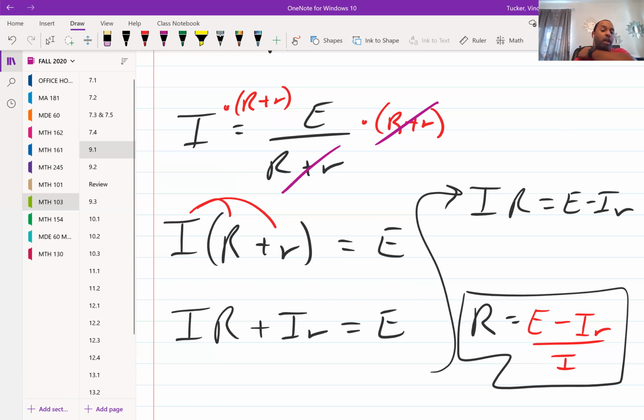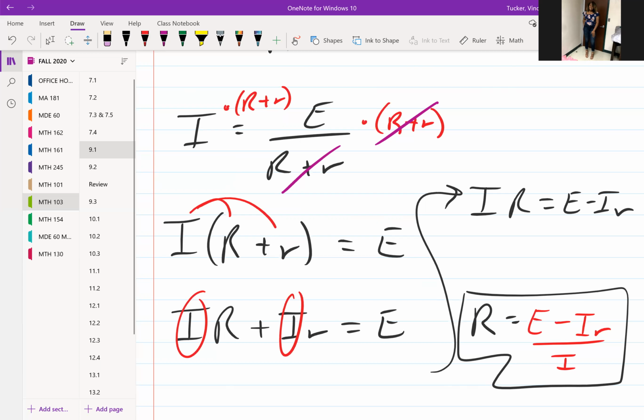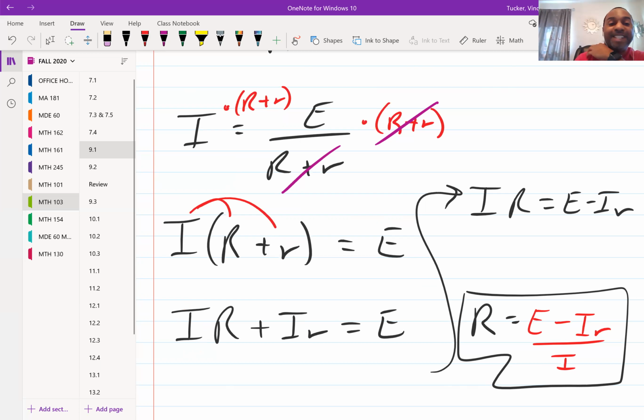This is what we have, capital I times capital R plus... Wait, why did you distribute capital R instead of distributing I? I distributed I. Oh, my bad. No, you're fine. I may have said it wrong. If I said it wrong, then that's my bad as well. I'd rather you ask than think, oh, I don't know what you're talking about. That's all good.